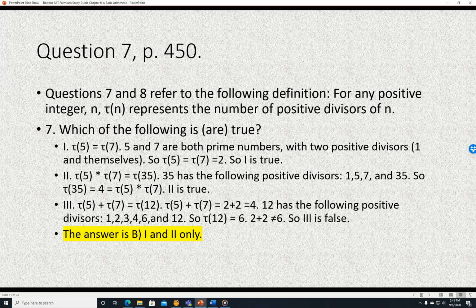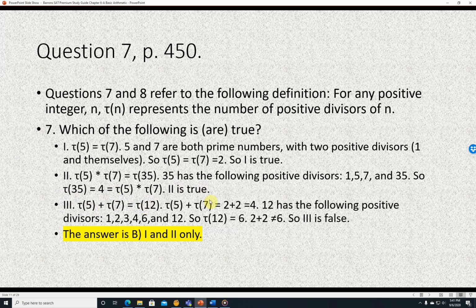35 has the following positive divisors, 1, 5, 7, and 35. So tau of 35 equals 4, because 1, 5, 7, 35, that's 4 numbers. So tau of 5 times tau of 7 is 2 times 2, which is equal to 4, so 2 is true. So number 3, tau of 5 plus tau of 7 equals tau of 12.